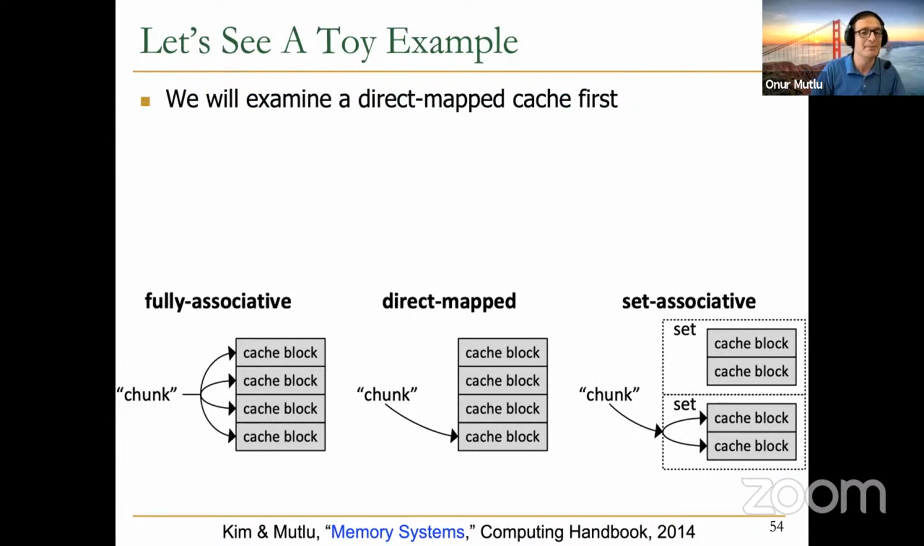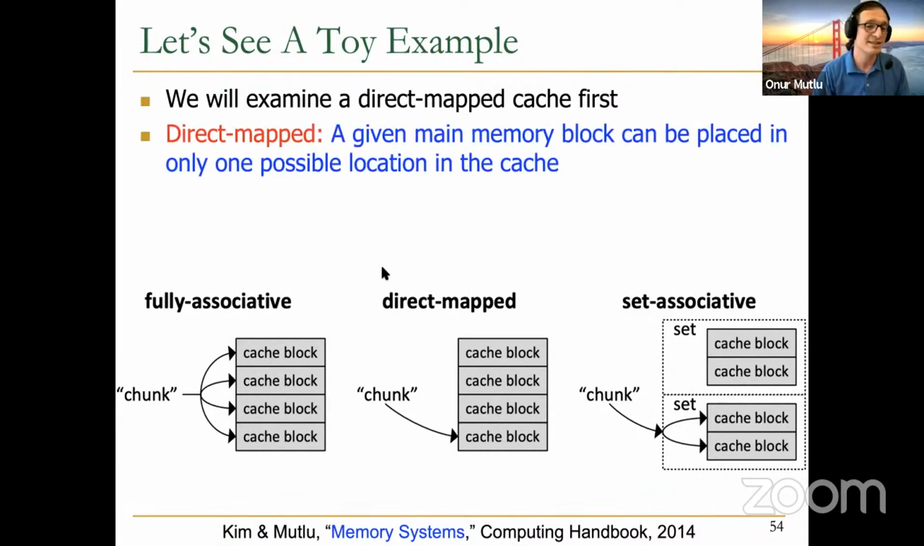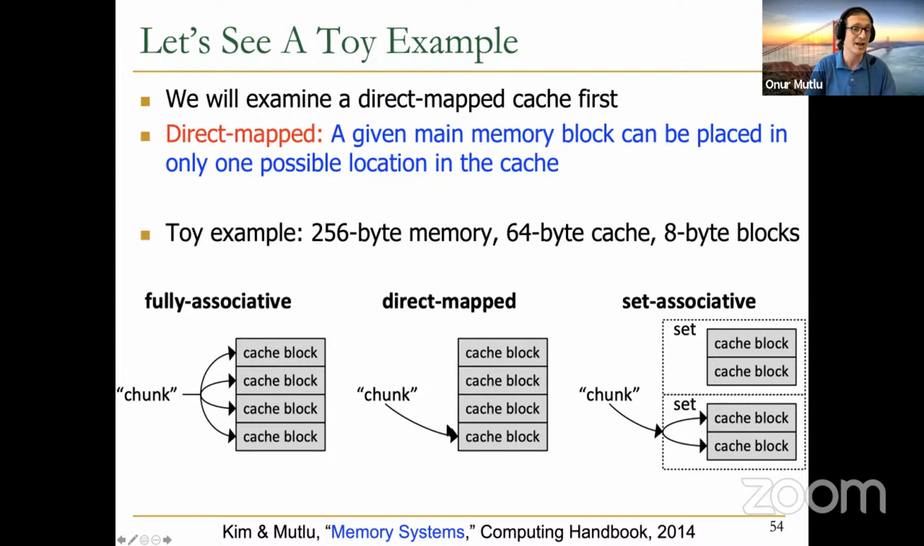So we will examine a direct map cache first, as I said, and then we're going to build into fully associative and set associative. Well, over time, we're going to build into fully associative. But a direct map cache means a given main memory block can be placed in only one possible location in the cache, just like I showed you earlier.